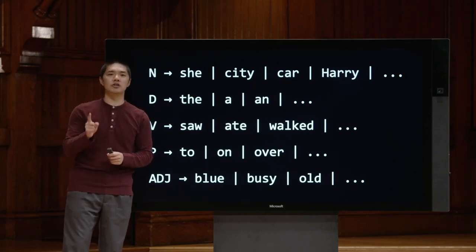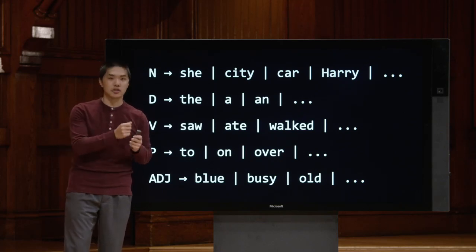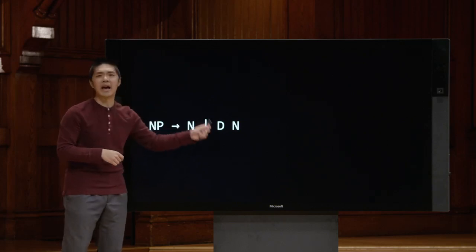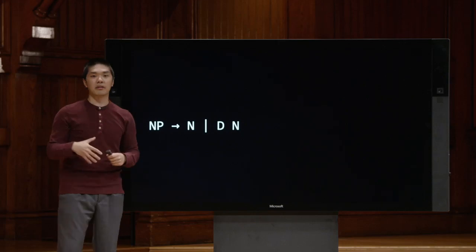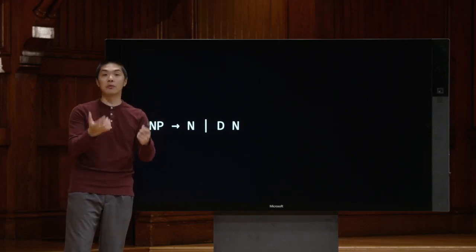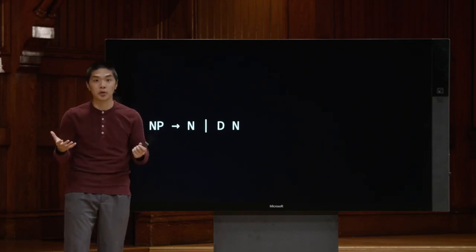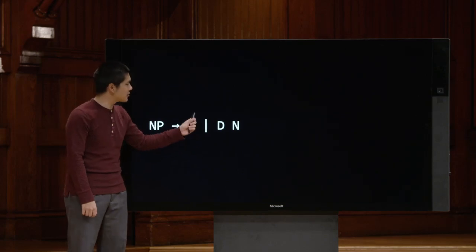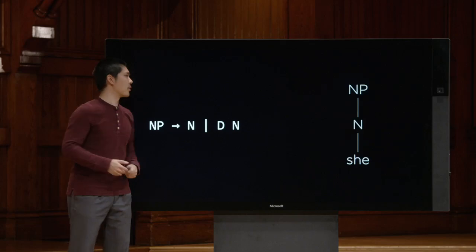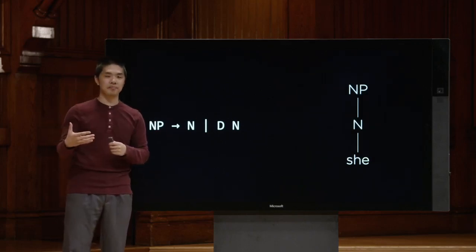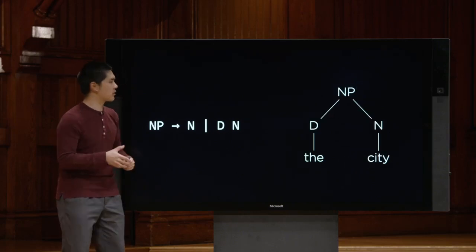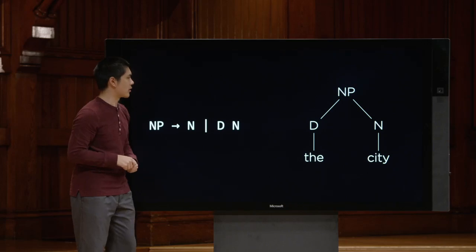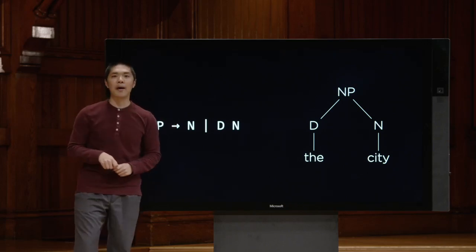We can also have non-terminal symbols that are replaced by other non-terminal symbols. Here's an interesting rule. NP → N | D N. So what does that mean? Well, NP stands for a noun phrase. Sometimes when we have a noun phrase in a sentence, it's not just a single word. It could be multiple words. And so here we're saying a noun phrase could be just a noun, or it could be a determiner followed by a noun. So we might have a noun phrase that's just a noun, like she. That's a noun phrase. Or we could have a noun phrase that's multiple words. Something like the city also acts as a noun phrase. But in this case, it's composed of two words, a determiner, the, and a noun, city.